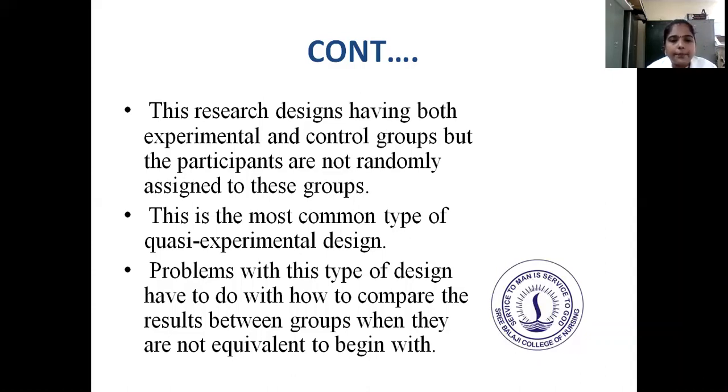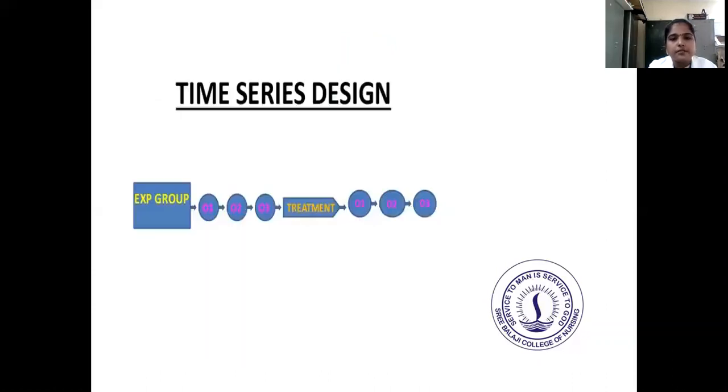This is the most common type of quasi-experimental design. The problem with this type of design has to do with how to compare the results between the groups when they are not equivalent to begin with. This is a non-randomized control group design. The research design has both experimental and control groups, but the participants are not randomly assigned.